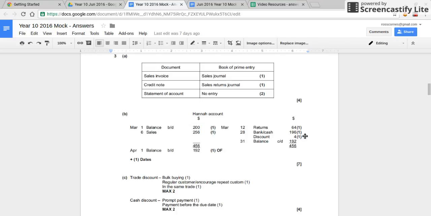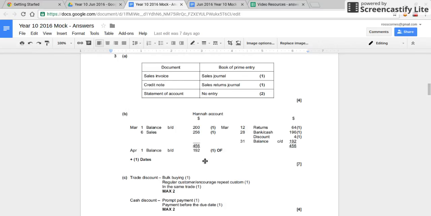And then there was a 2% cash discount on this 200. That does get recorded. We record the cash discounts in the actual accounts. So 2% of 200 is $4 for the discount allowed, and the amount of cheque would have been $196.